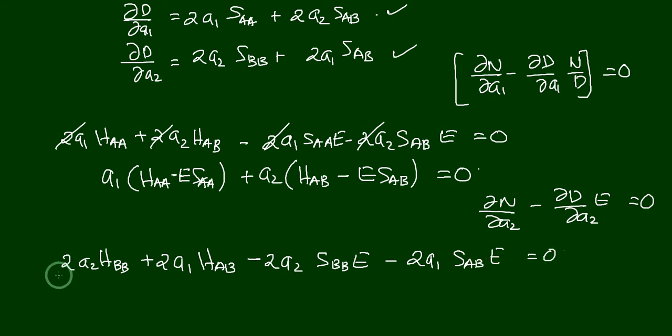So let me cancel 2 from all the terms, and put the a1 terms and a2 terms separate. a1 terms together first: a1 into h_ab, h_ab minus e into s_ab.